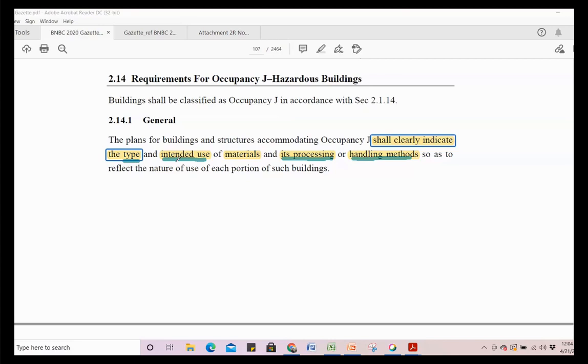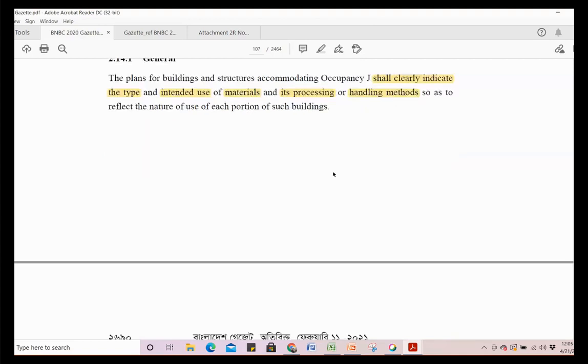The type of material and the intended use of material is very important, and how it is processed there, and how we are handling it. So these are the 4 points we must focus on in a hazardous building, so as to reflect the nature of use of each portion of such buildings.